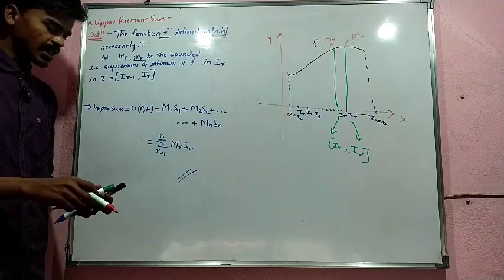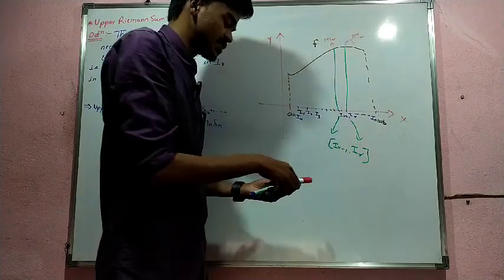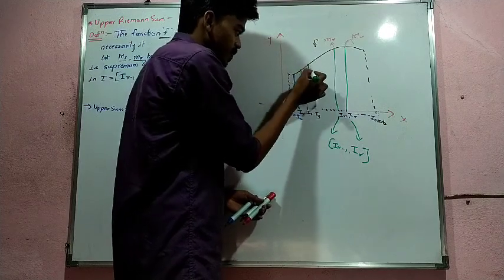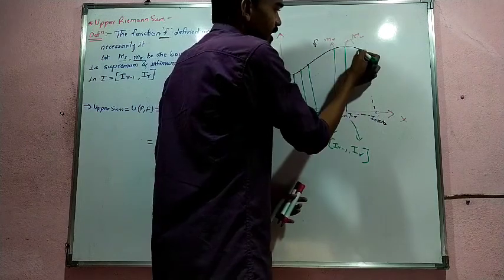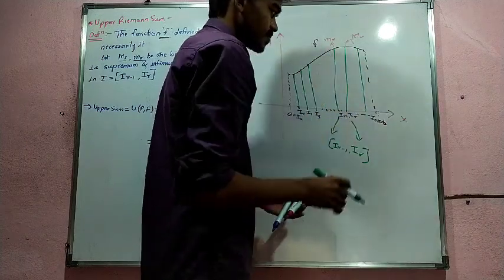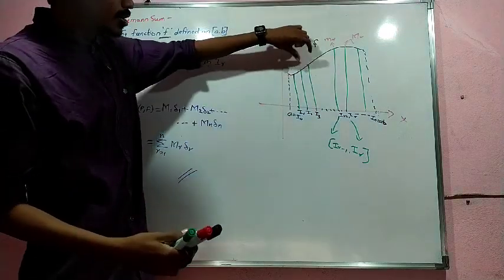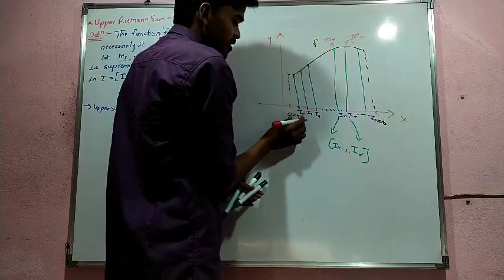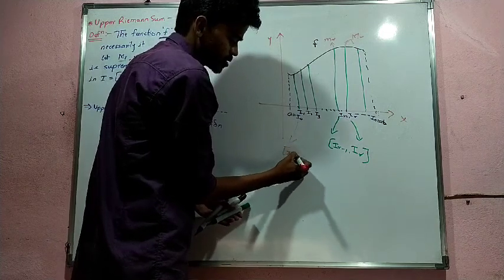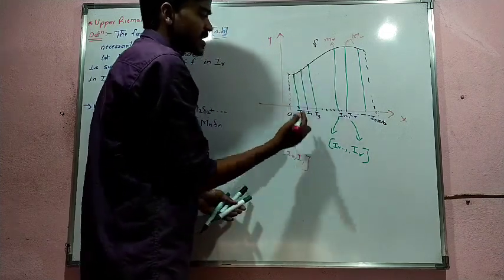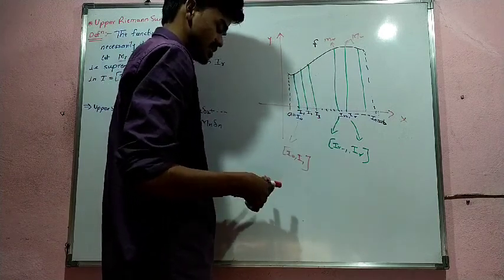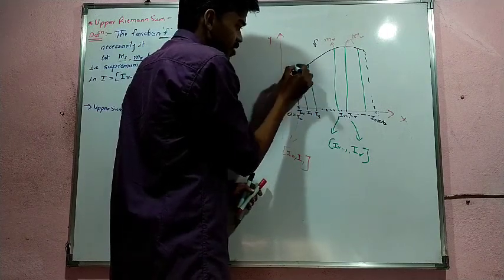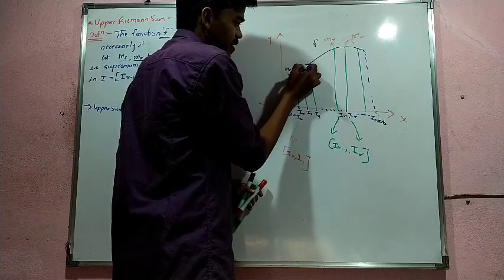Sum means we need to collect all subintervals, like I0 to I1, I1 to I2, I2 to I3, and so on, In minus 1 to In. These are all our partitions. So in between I0 to I1, we need to show capital Mr as well as small mr. Here capital Mr is this, small mr is this. In the next interval, small mr is again this one, capital Mr is this one.